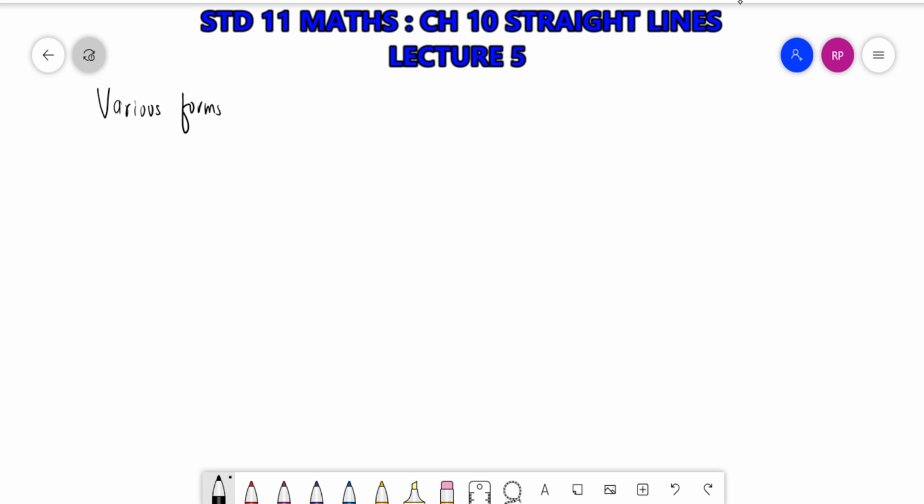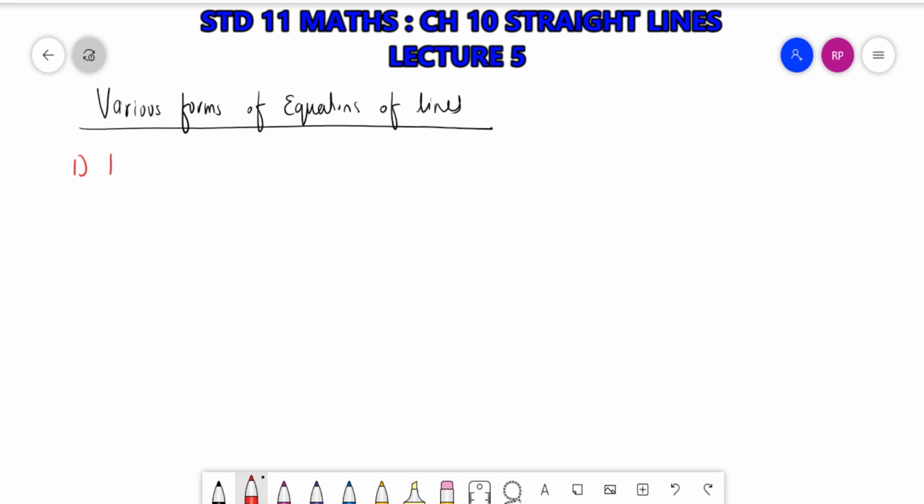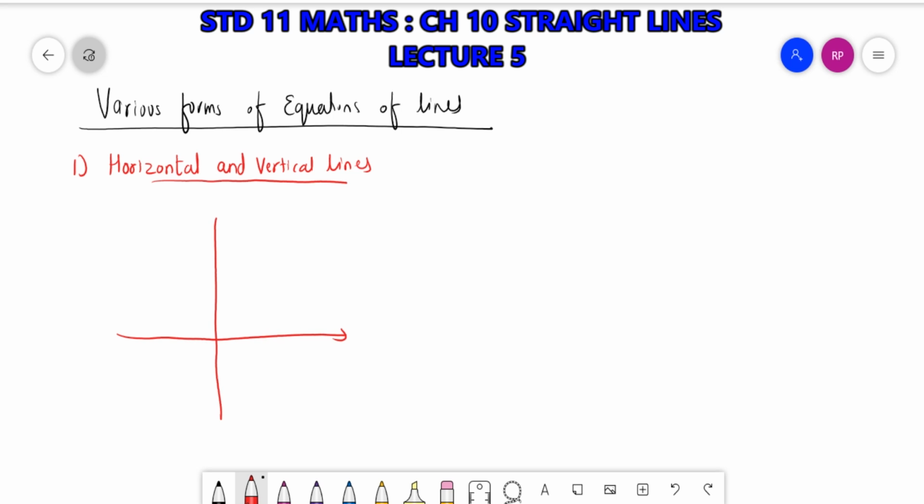Various forms of equation of line. Okay, the first is horizontal and vertical lines. Now see, I am taking two examples.